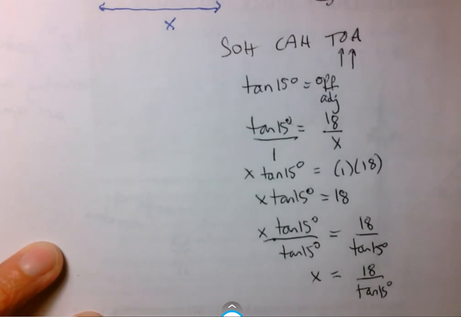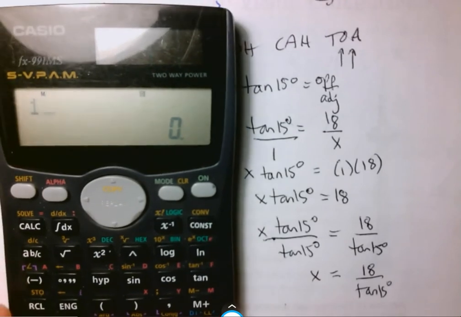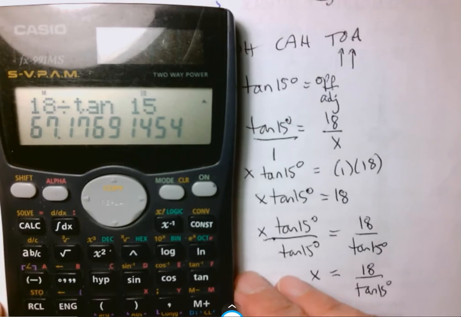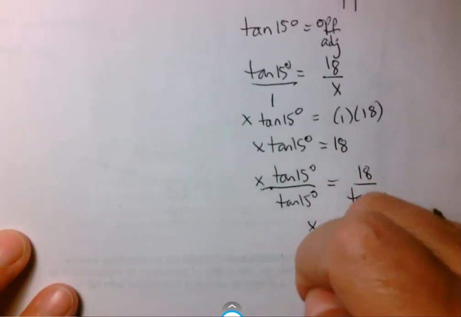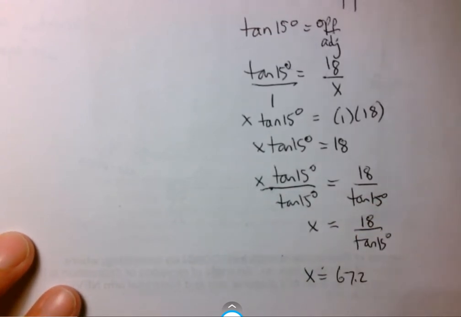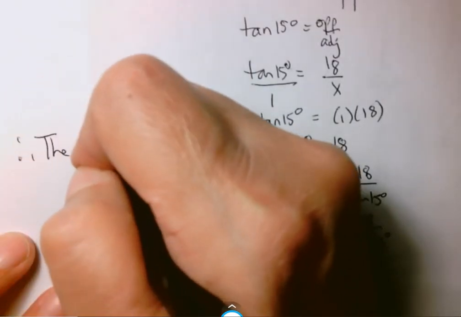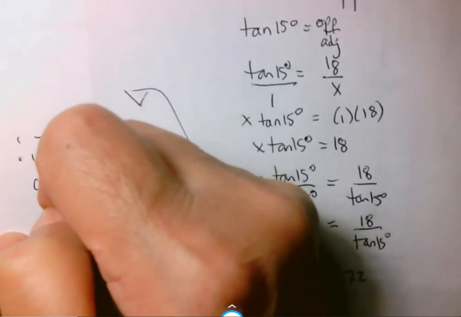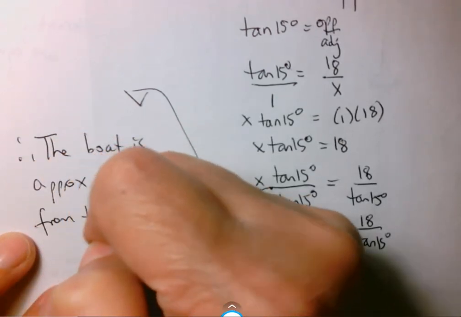And so I'm just going to grab my calculator in degree mode and go 18 divided by tan 15, and I get 67.2 approximately. So x is approximately 67.2. Okay, and then I write my therefore statement, my concluding statement. Therefore, the boat is approximately 67.2 meters from the bridge.